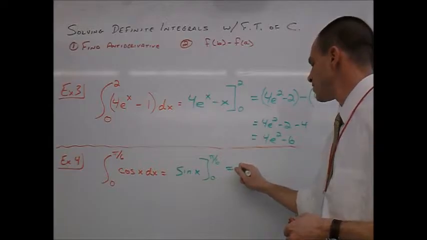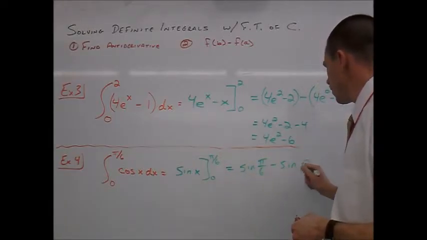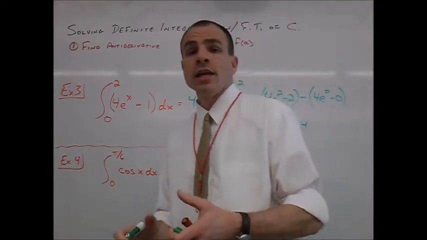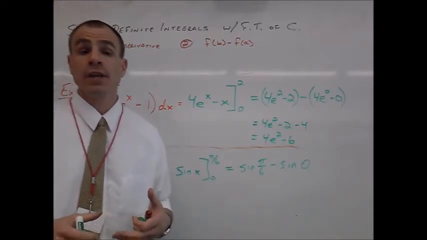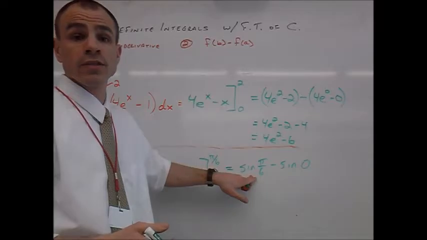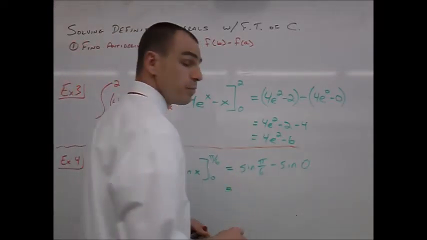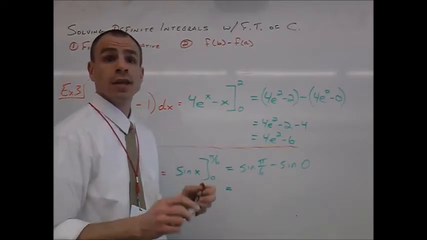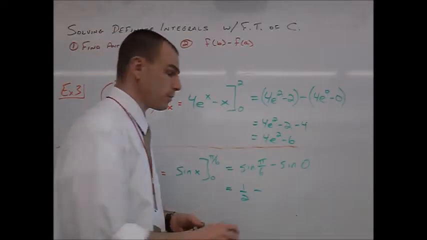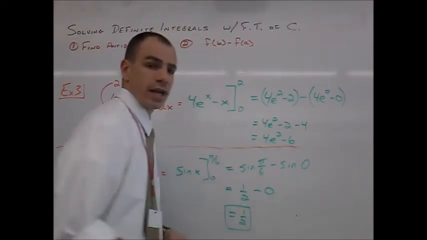So we have the sine of pi over 6 minus the sine of 0, f of b minus f of a. And again, that is not considered simplified enough. Even in the free response section, they want you to tell them what the sine of pi over 6 is. So you got to go to your trig chart. You got to know what the sine of pi over 6 is. Yes, it's 1/2, minus the sine of 0. Sine of 0, yep, that one's 0. So we have 1/2 minus 0, or 1/2.